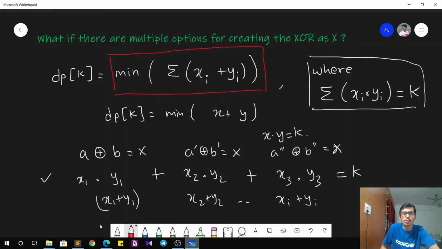So this is how our DP formulation would now look like. Earlier it was for just one option, wherein only one pair was able to create the XOR X, but now as multiple pairs are able to create the XOR X, our DP formulation has changed. So how do we change our dynamic programming solution to accommodate this change as well? Let's see.